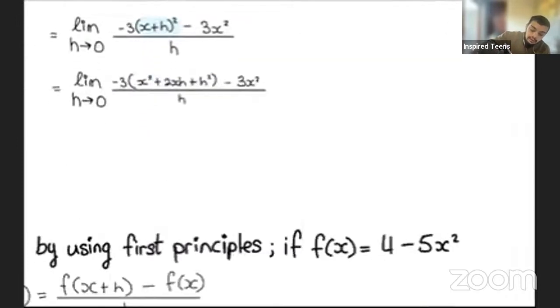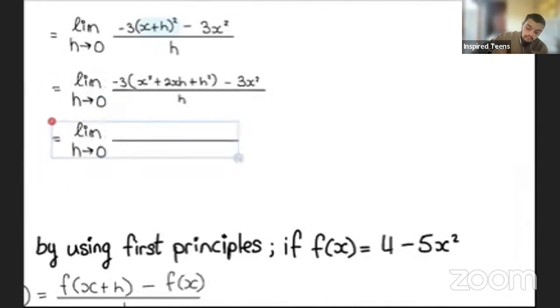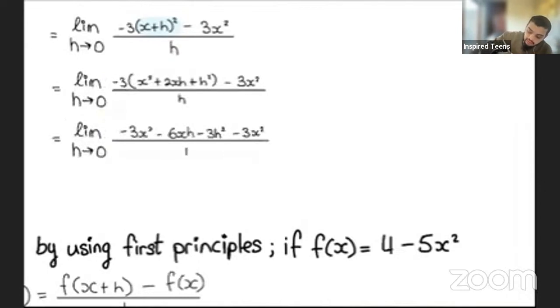Now I'm going to paste again. Let me copy with the fraction, with the equal to sign, with the fraction. So we can take a massive shortcut. And now I can open up my brackets. I have negative 3x squared, negative 6xh, negative 3h squared, okay, minus 3x squared divided by h.